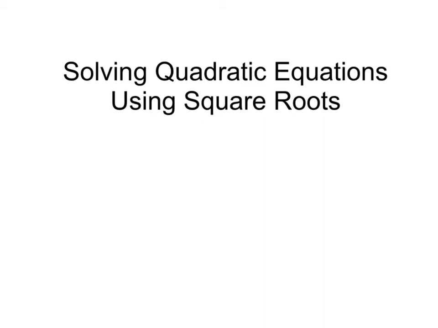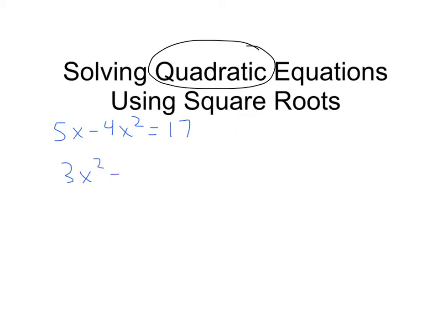Remember, we are focusing on quadratic equations, and that means that the highest power of x is 2. So it could be something like 5x minus 4x squared equals 17, or something like 3x squared minus 8x is equal to 0. There are a whole bunch of different ways we can write these equations, but the key thing is that the highest exponent is a power of 2. Just keep that in the back of your head.